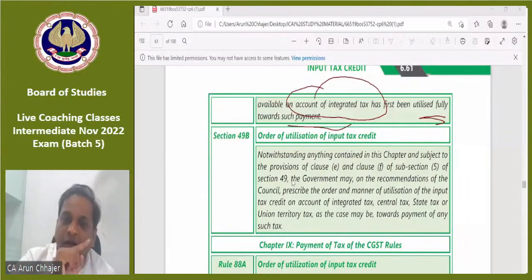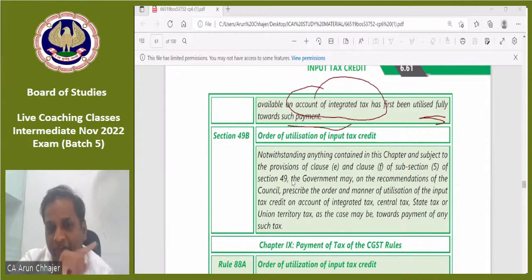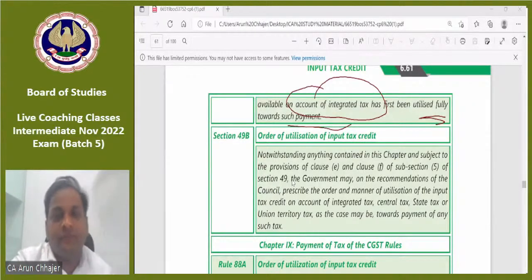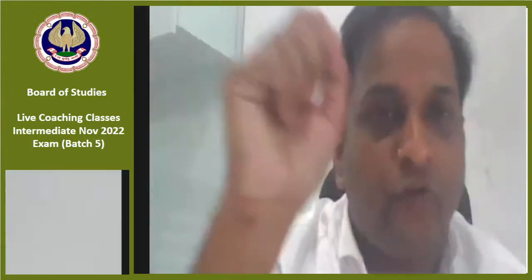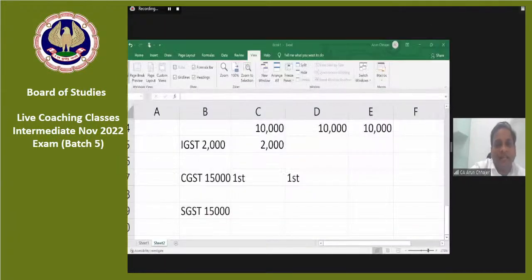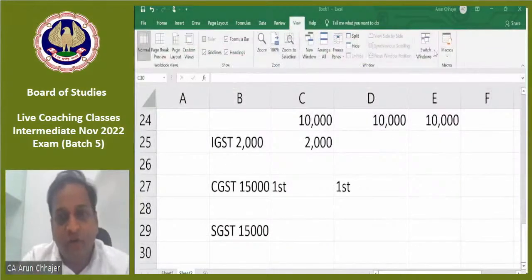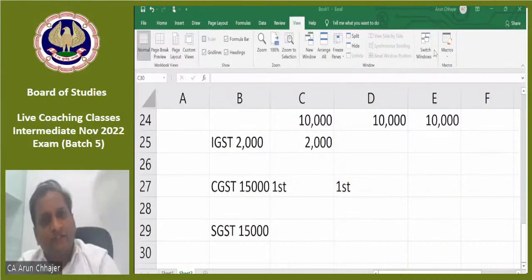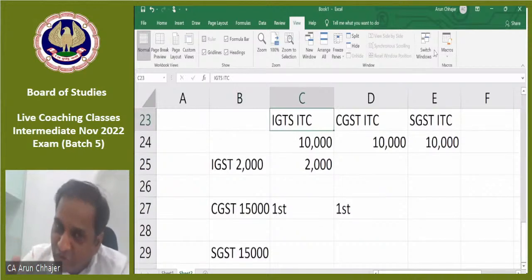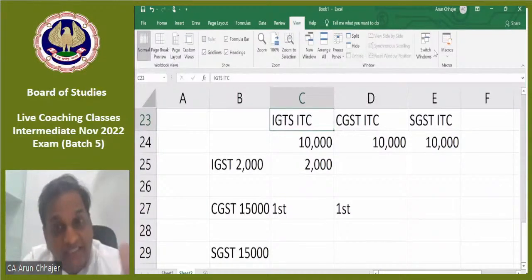The sequence would be IGST first, then CGST. Section 49A is saying, try to understand, CGST ITC can be used for CGST only when IGST becomes 0. Now, in this particular question, please tell me whether IGST has zero balance. You will say, no sir, it has 10,000. Whether IGST has exhausted, whether IGST has become 0? No sir, it has 10,000.